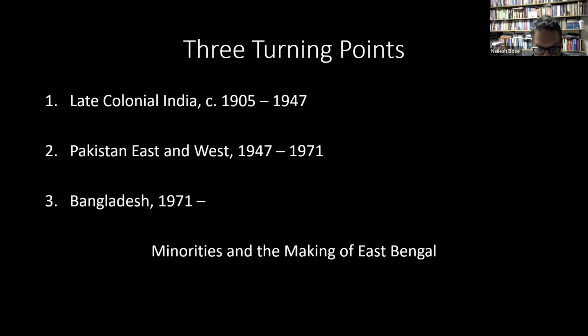And of course, the history of this entire period is vast. It's much more than just these three moments, but these are the important highlights that allow for a larger discussion of minorities, and I'm happy to expand on any of them if there is interest. The second is the history of Pakistan, East and West, and then the creation of Bangladesh in 1971. In all cases, minorities were at the centerpiece of how politics proceeded in colonial India, why Pakistan was created, and why Bangladesh was created.